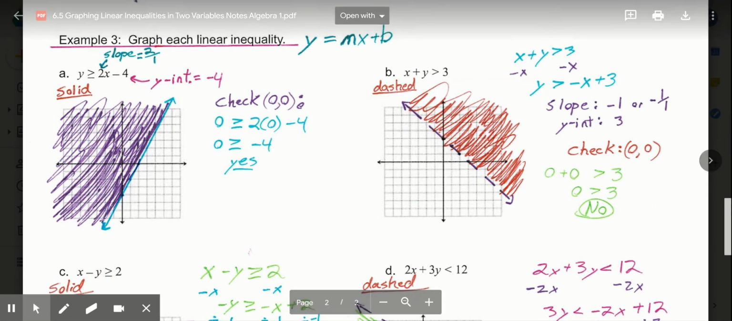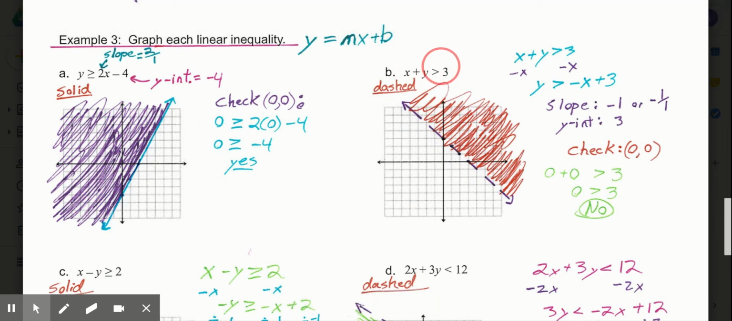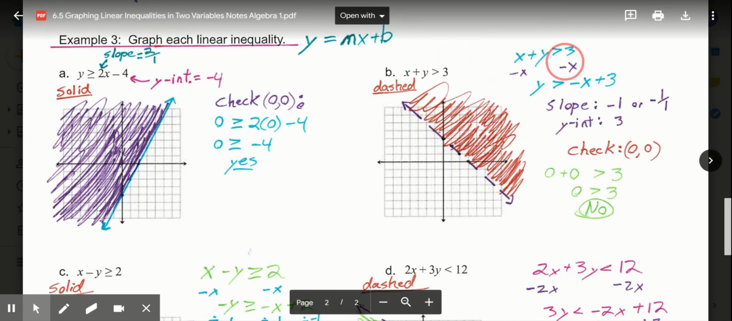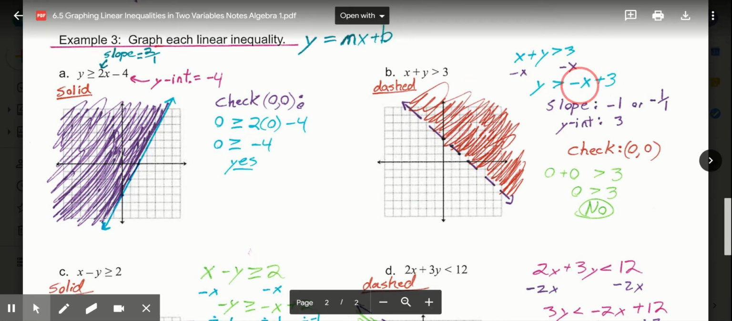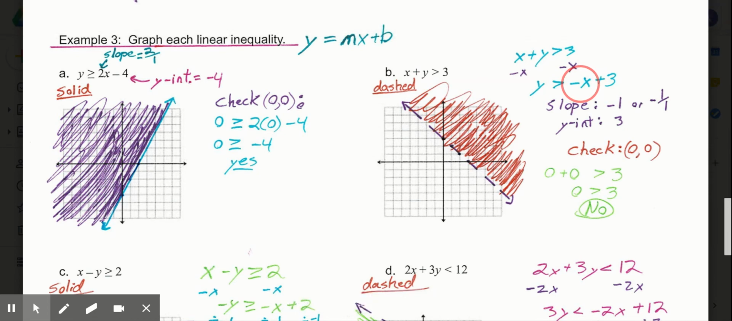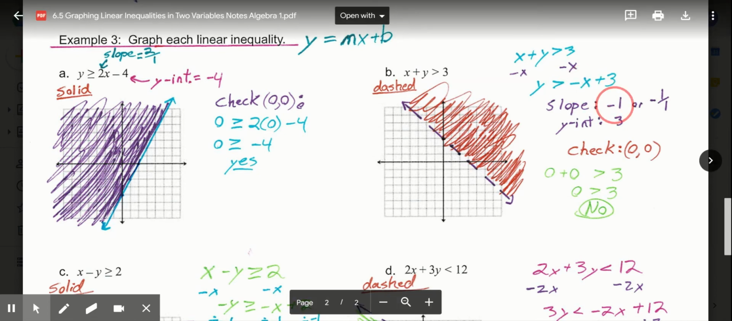In part B, we have x plus y is greater than 3. So first we need to solve for y. So we have to subtract x from each side, and y would equal a negative x plus 3. So our slope is attached to x, which is technically a negative 1. So our slope tells us down 1, right 1. And our y-intercept is a positive 3.